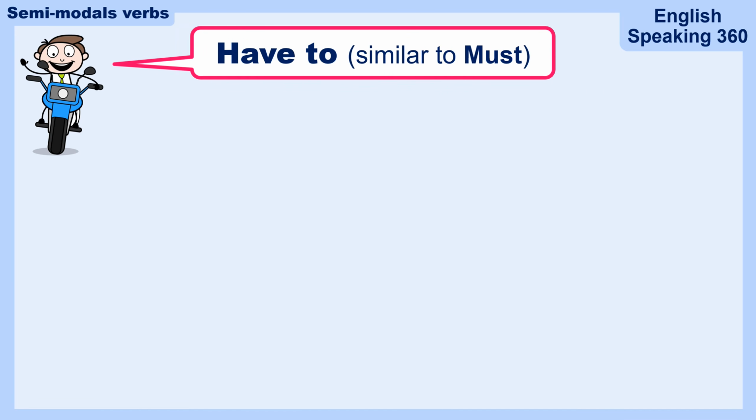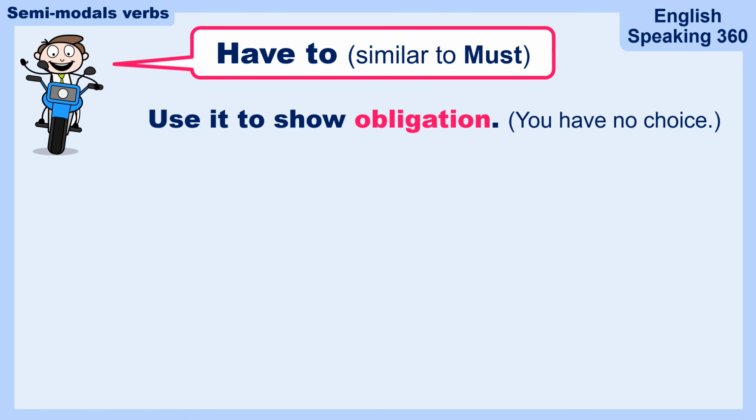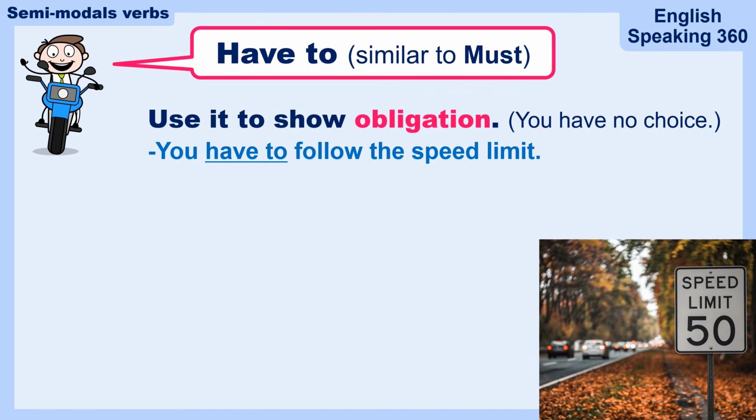Have to is very similar to must, so use it to show obligation. You have no choice. You are obligated to do something. For example, you have to follow the speed limit. You don't have a choice here. You must follow the speed limit. Now that is the present tense.